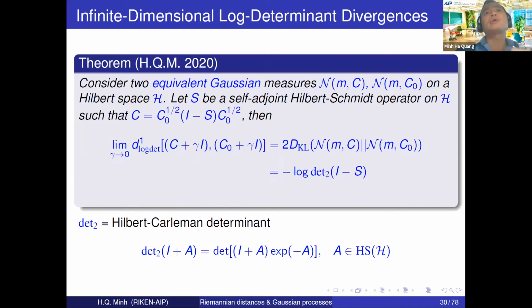So this is a form of regularization, because instead of the KL divergence, for example, we compute the regularized KL divergence. In the case they are equivalent, when the regularization parameter goes to 0, we recover the exact divergence. In the case when they are not equivalent, the divergence is equal to infinity. And here it is expressed in terms of log-det 2, because this is the Hilbert-Carleman determinant, defined for a Hilbert-Schmidt operator A, given by this formula here.